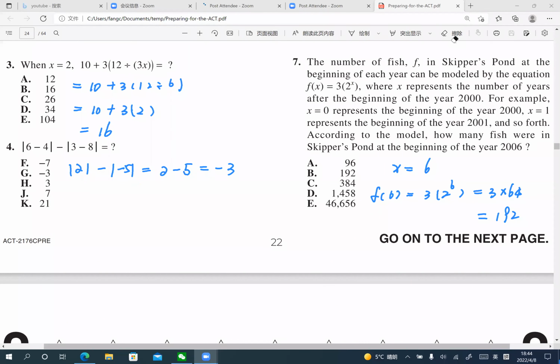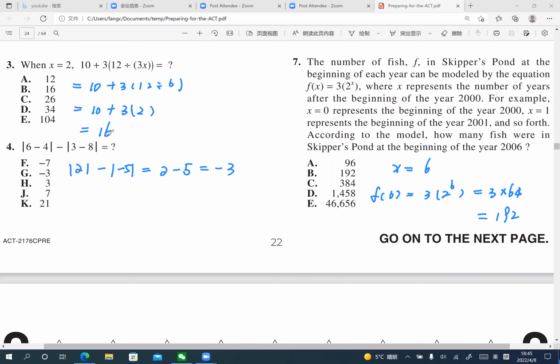Question 3. If x equals 2, 10 plus 3 times (12 divided by 3x). We just need to substitute 2 for x, and we can get 10 plus 3 times 12 divided by 6. And 12 divided by 6 is 2. 3 times 2 is 6, plus 10 is 16.